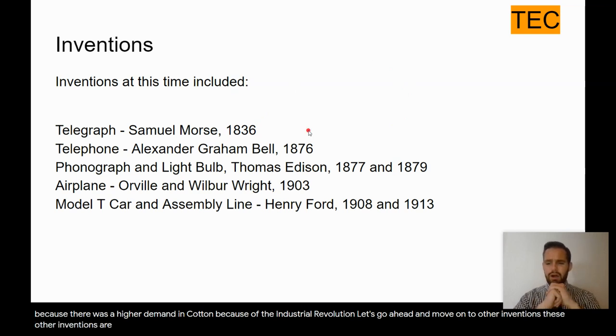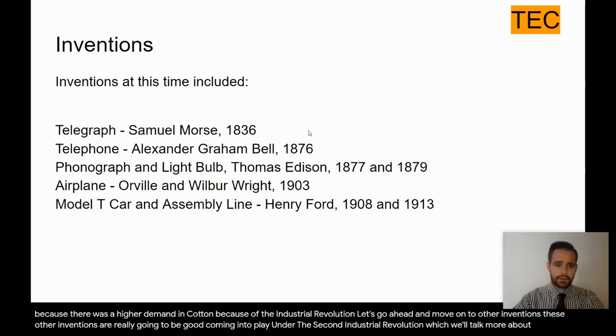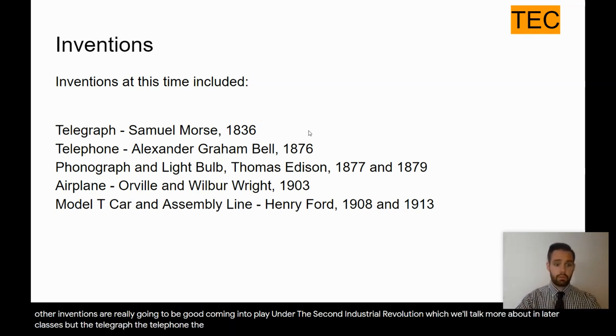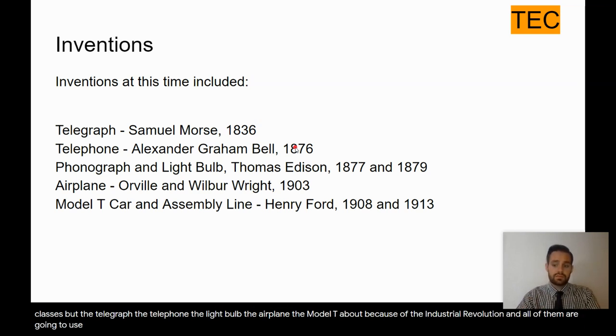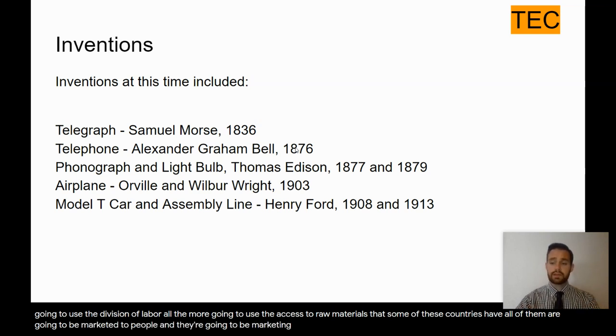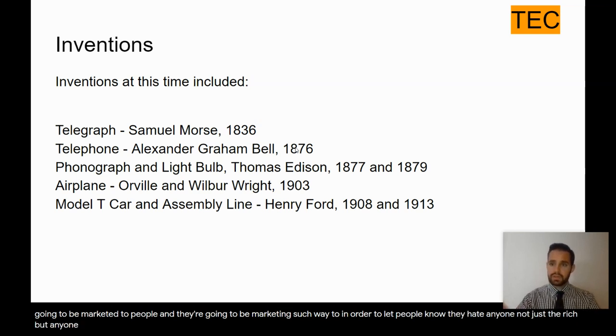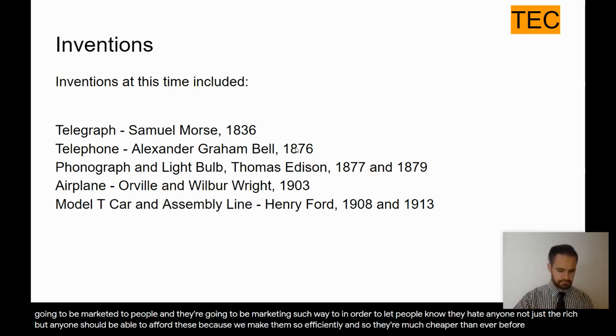These other inventions are really going to be coming into play under the Second Industrial Revolution, which we'll talk more about in later classes. But the telegraph, the telephone, the light bulb, the airplane, the Model T car, all of those things are going to come about because of the Industrial Revolution, and all of them are going to use the division of labor. All of them are going to use the access to raw materials that some of these countries have. All of them are going to be marketed to people in such a way as to let people know that anyone, not just the rich, should be able to afford these because we make them so efficiently, and so they're much cheaper than ever before.